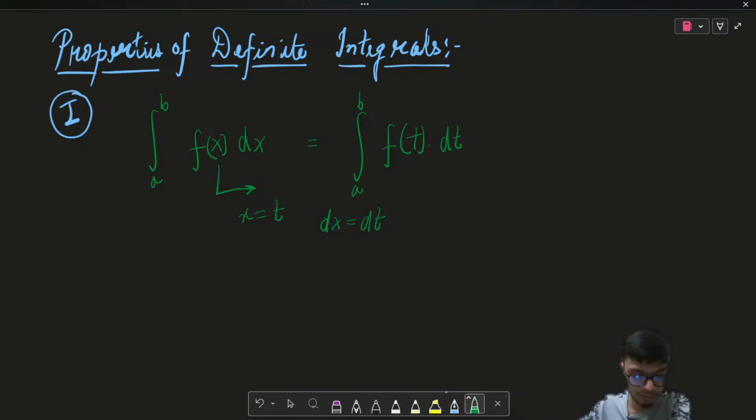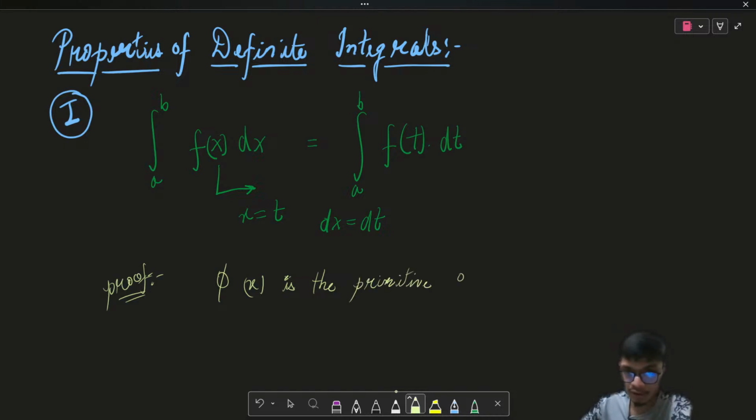I hope you are clear with this property, right? Now if you want to look into the proof of this property, I can give you a small proof to satisfy all of you. The proof can be given as follows. Let us say phi of x is the primitive of this function f of x.